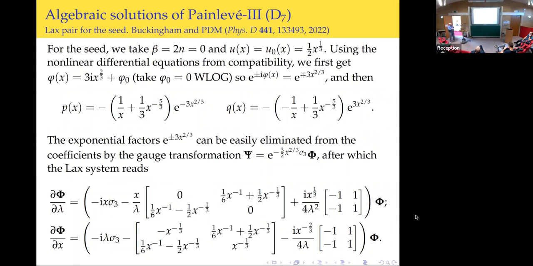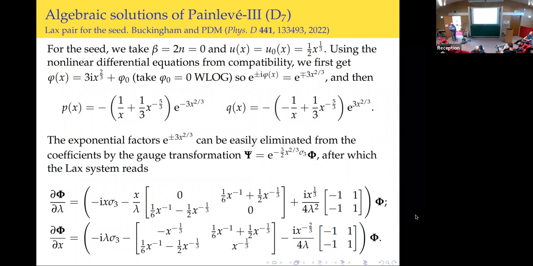Okay, so now our Lax pair is going to have exponentials in it, you can see here. And what we'd like to do is not have those. We want to have something that's more algebraic, closer to special function equations. So we're going to get rid of those by a gauge transformation. We're going to write psi as e to the minus 3/2 x to the 2/3 sigma 3 times phi. Sigma 3, if you don't know it, is just the diagonal matrix 1, 0, 0, minus 1. So then the equivalent system for phi looks like this.